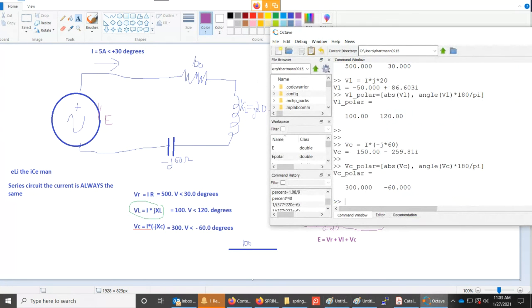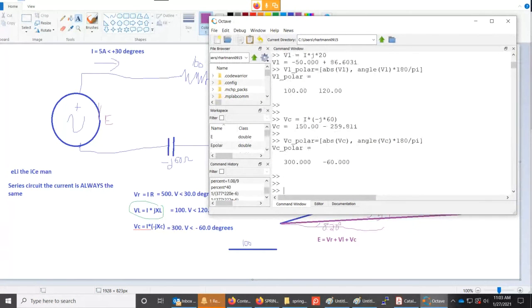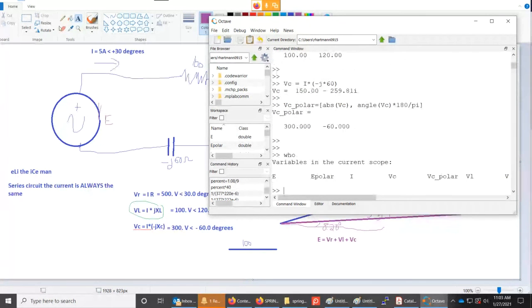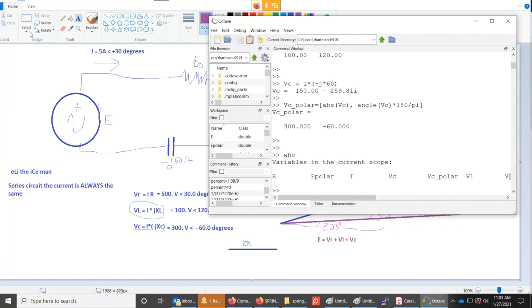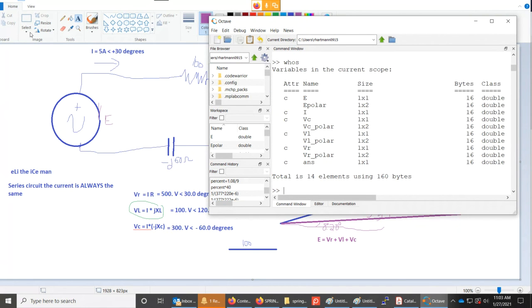Come over to Octave, right? And I'm going to look at my voltages. Remember, or maybe I haven't shown you this, if you type who, it will show you there's your voltage VC, your voltage VL, and I should have a voltage VR here. If you put an S in there, it shows you the size of it, which we're not really too concerned about, but it shows them to you in a more linear form here.